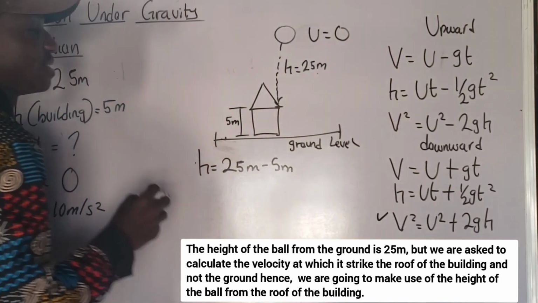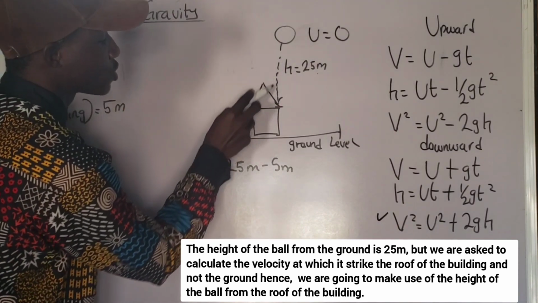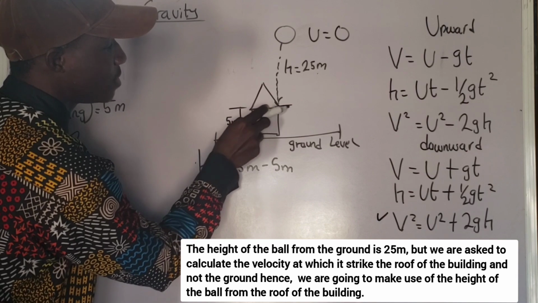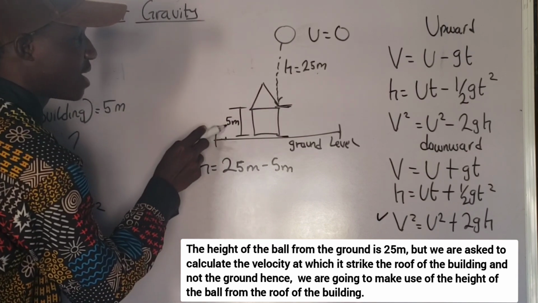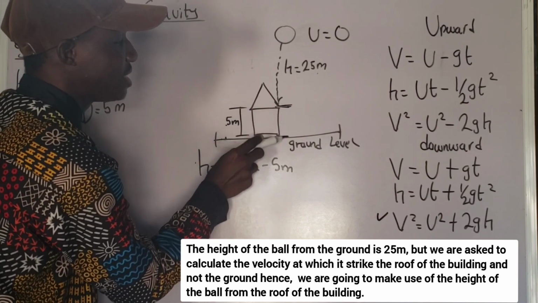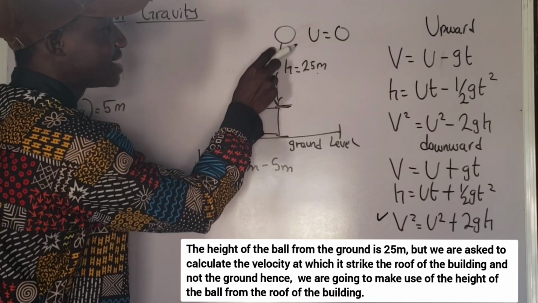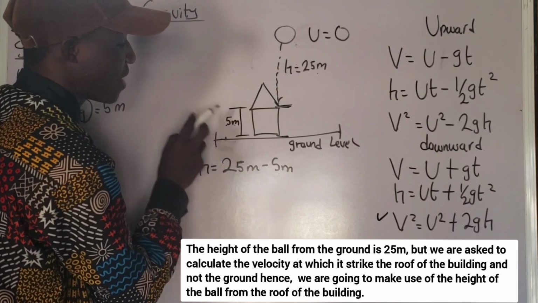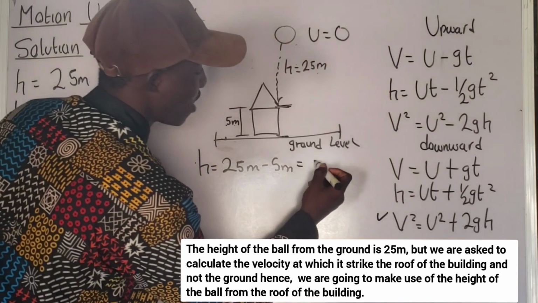Now, because the ball does not touch the ground level, the distance between where it landed, which is the roof of the building, and the ground level is 5 meters. Because the ball does not cover this distance, I'm going to subtract 5 meters from the height. Do you understand? So the height now is 20 meters.